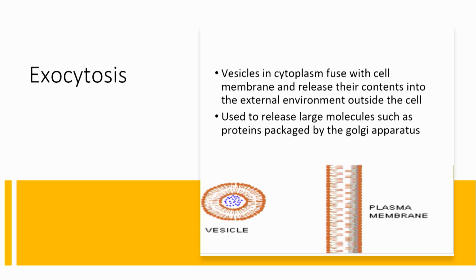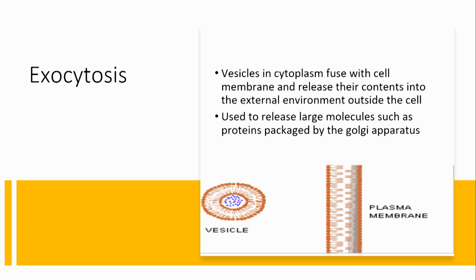So this might be waste that we're trying to get rid of. What's going on here is that the vesicle, that little pouch in the cytoplasm, is going to fuse with the cell membrane, and then it can release the contents to the external environment. This is how we release large molecules such as proteins that are packaged in the Golgi apparatus. So what would go on in this picture here, that vesicle would move in closer to the plasma membrane, it would fuse with it, and then it would release those particles to the external environment.